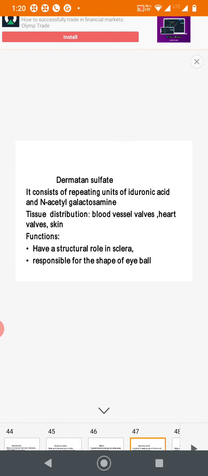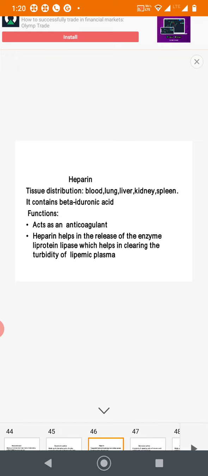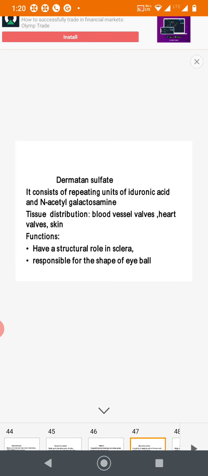It consists of repeating units of iduronic acid. This is important in dermatan sulfate. Even in heparin there is a beta iduronic acid. In dermatan sulfate, repeating units of iduronic acid and N-acetyl galactosamine. Dermatan sulfate is mainly in blood vessels, heart, valves, skin. It has a structural role in the sclera, responsible for the shape of the eyeball.